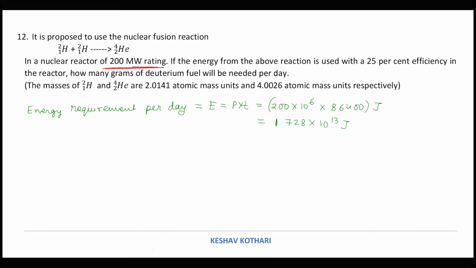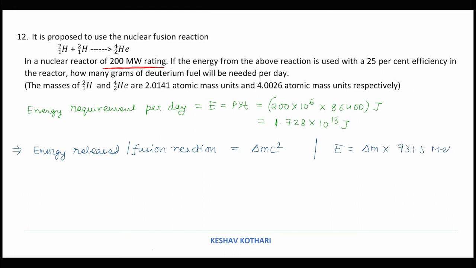Now the next thing we are calculating is the energy released per fusion reaction. First of all, we will calculate the value of delta m c square, or I can simply say that the energy can be calculated by calculating the mass defect, and then we multiply it by 931.5, and the value will be obtained in mega electron volt.